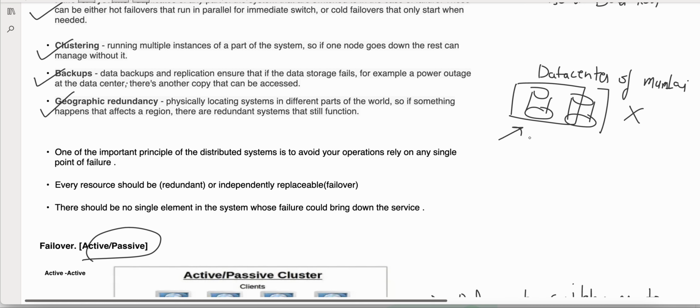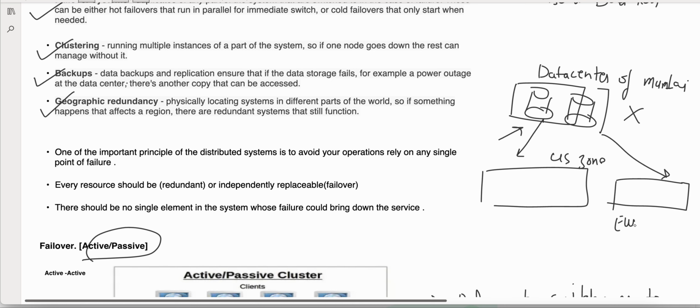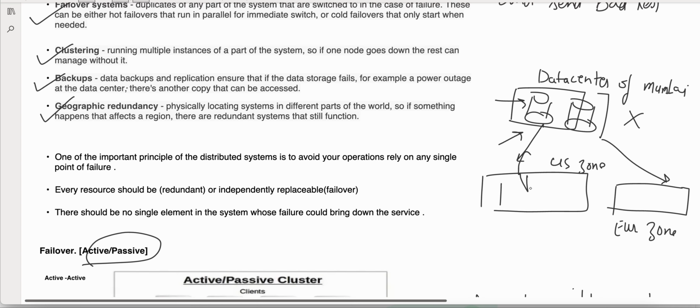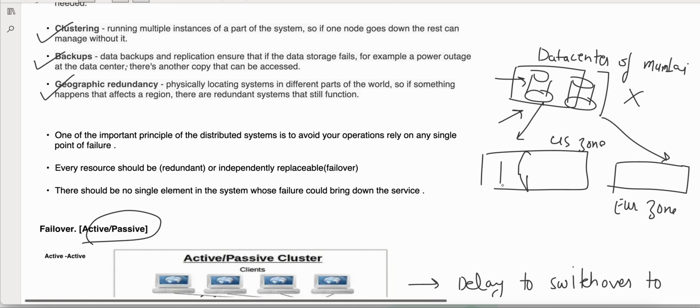So what is advisable is you always create redundancy and have a copy of your data in multiple geographies. You have one in the US zone, you have a copy of your data in the Europe zone, and any change in data is replicated to these other data centers as well. That is where this becomes very handy in terms of geographic redundancy.